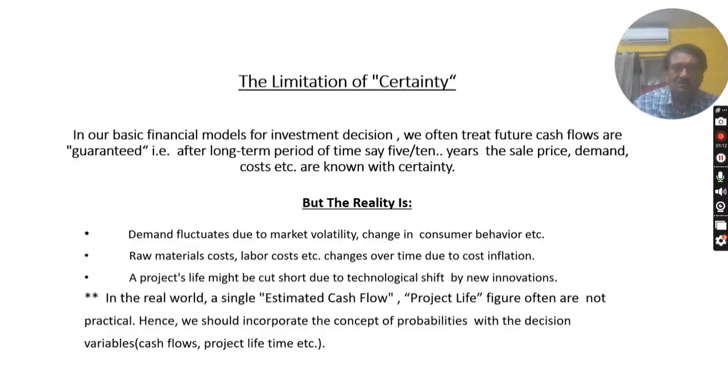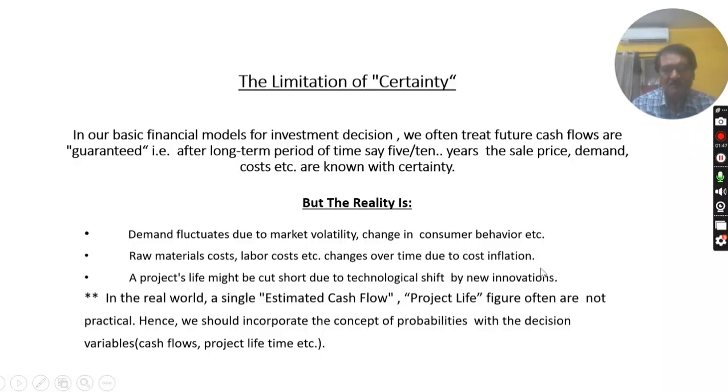But the reality is demand fluctuates. Demand is not constant always over a long period of time due to market volatility, change in consumer behavior, etc. I have mentioned two reasons, but there are so many reasons. Raw material cost, labor cost, etc. All these change over time due to cost inflation.